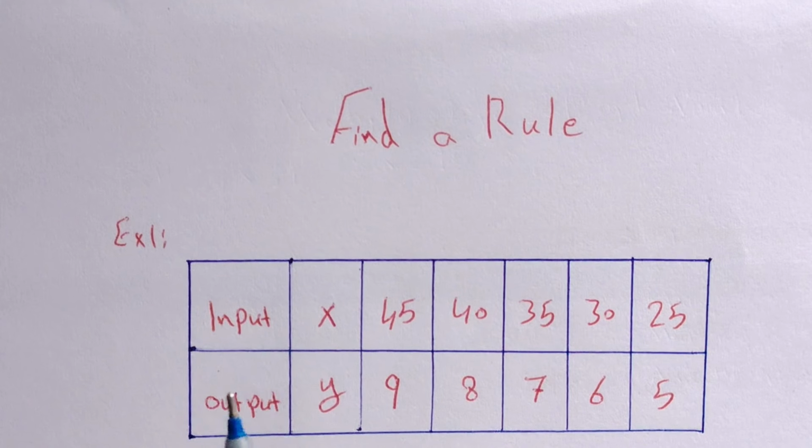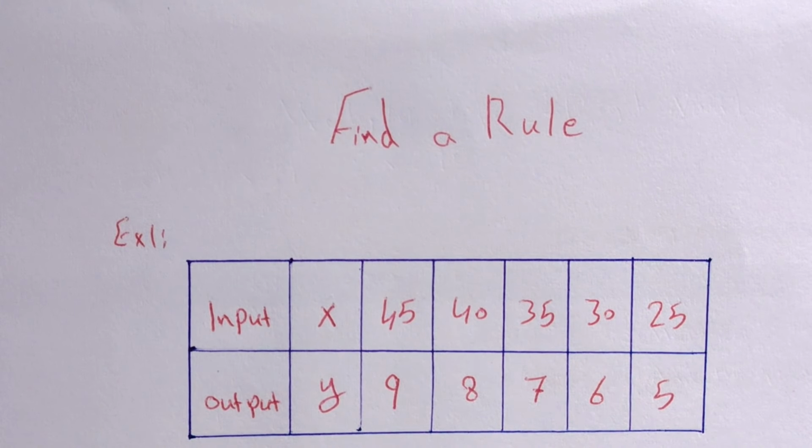First, we have to know that input is... just imagine the table like a machine. Input is a number that we give to the machine. The output will be the answer that the machine will give back.